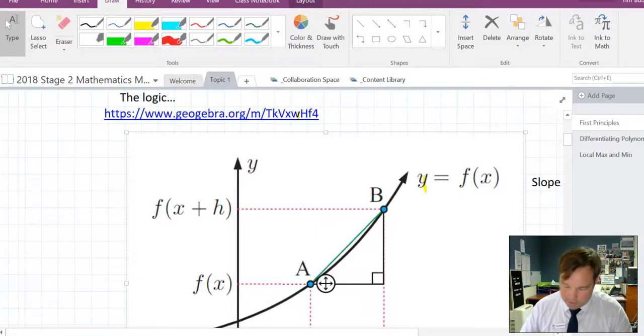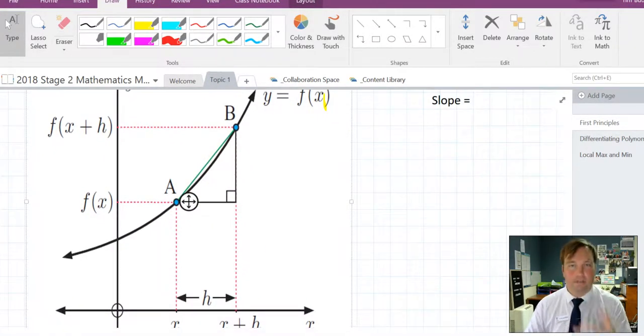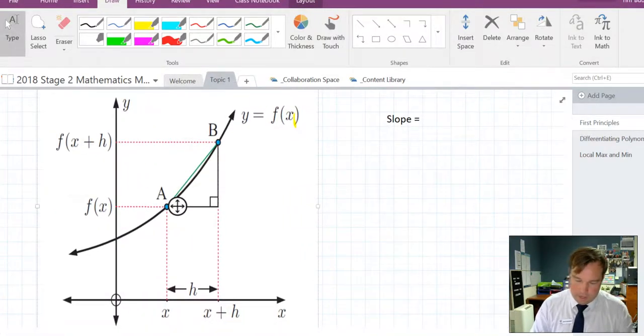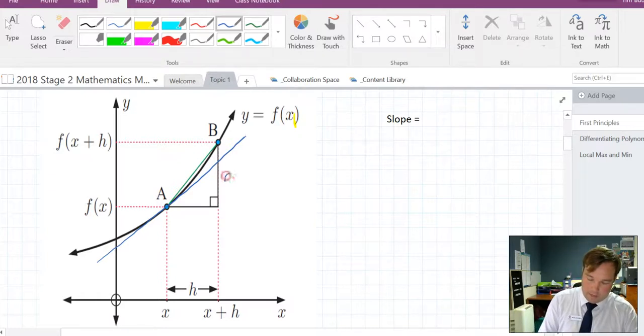In slightly more algebraic terms, you'll have seen this diagram before, but it's worth having again, and it's the logic of it that's important. Once you understand the logic, the rest of first principles is just an algebra slog, and there's a fair bit of algebra to get through. The logic is, if we want to find the slope at point A, we want to find the slope of a line, so really we're looking for rise over run. This bit here is rise, this bit here is the run.